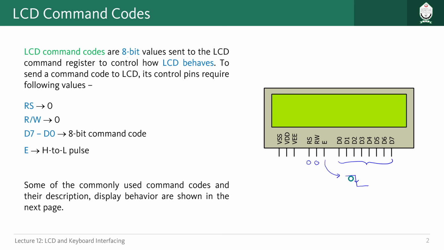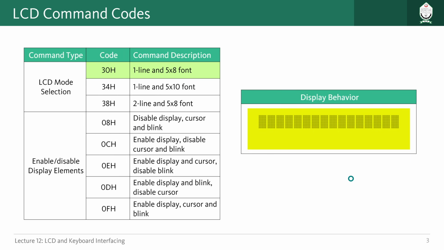And now we are going to look at some of the commonly used command codes to properly initialize our LCD before we try to write any kind of character data onto the display. So let us look at that. There are a lot of command codes to control different behaviors of the LCD, but we will not talk about all of them because in most cases we will never need those.